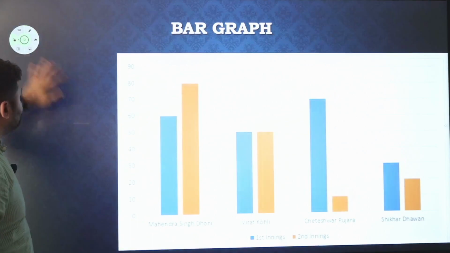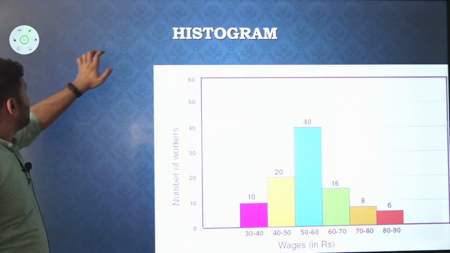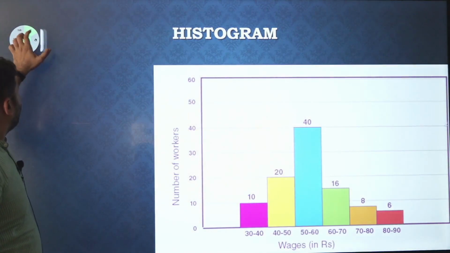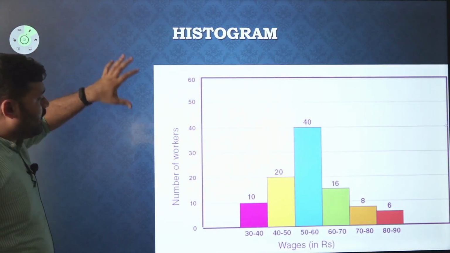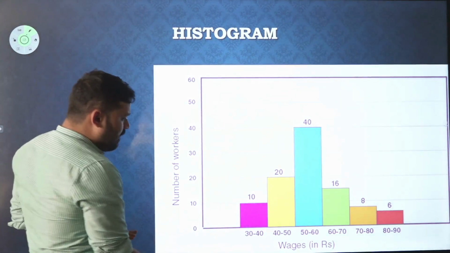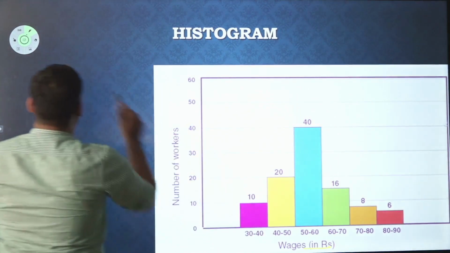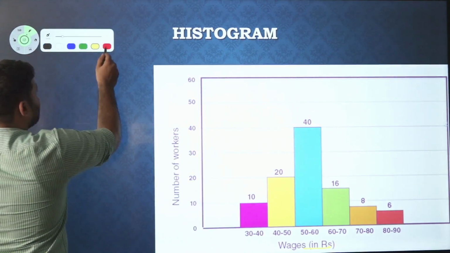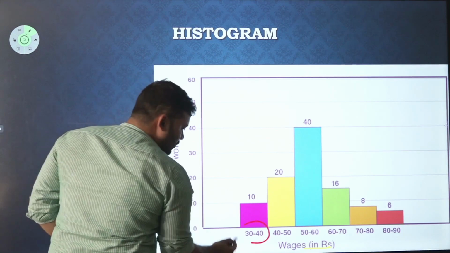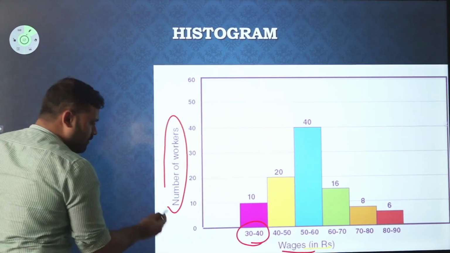Going forward, the next type of chart that we see here is histogram. Histogram is where there are going to be class intervals. That is, if you have a look at this, these are the wages in rupees. Okay, there are 30 to 40 rupees. On the x-axis we see wages, on the y-axis we see number of workers.